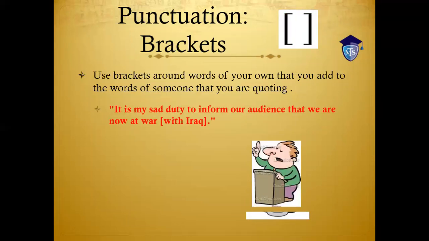Brackets. Use brackets around words of your own that you add to the words of someone that you are quoting. So in a quotation, if you are telling me a quotation from someone who is speaking, but you need to clarify and add more information in regards to this quotation, this is going to be put between brackets. For example, it is my sad duty to inform our audience that we are now at war, in between brackets, with Iraq. So the last words that the speaker said were at war. What came next is the narrator.